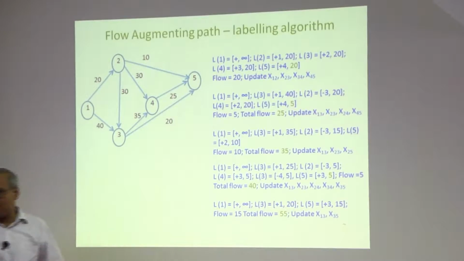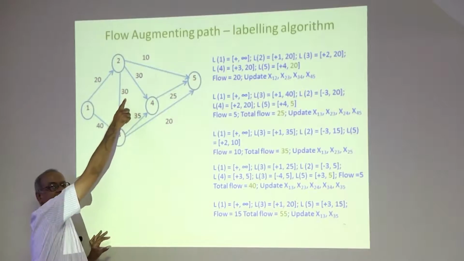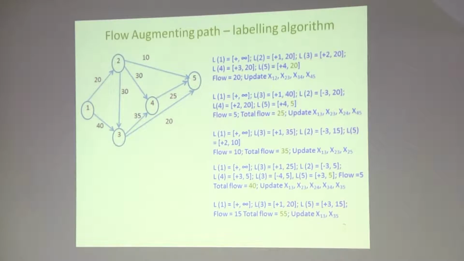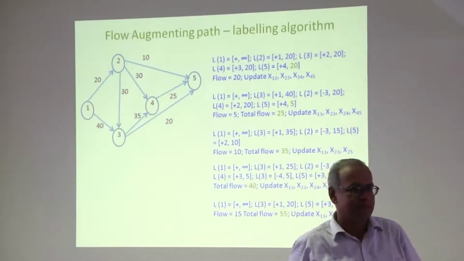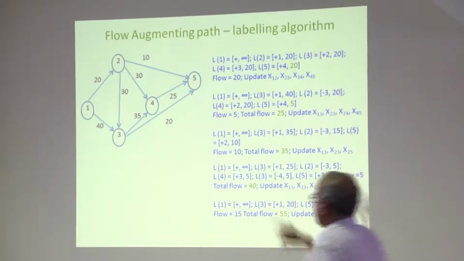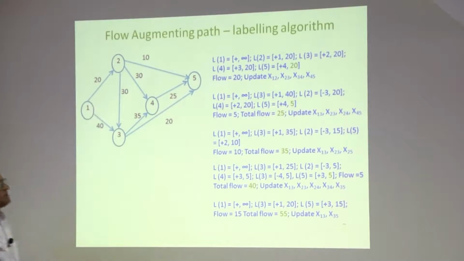But remember, I create my residual network and do it. So when I create a residual network, this 20 that is flowing here would give me a 10 residue in this direction and give me a 20 in the other direction. Correct? It will give me a 20 in the other direction if I draw the residual network. Therefore, from 3 I can go to 2. Therefore, I will put L2 as minus 3 and 20. Minus 3 indicates a negative arc. It's based on flow. So the moment I go here, the flow is 20. Here it's 40. So L2 becomes 20.